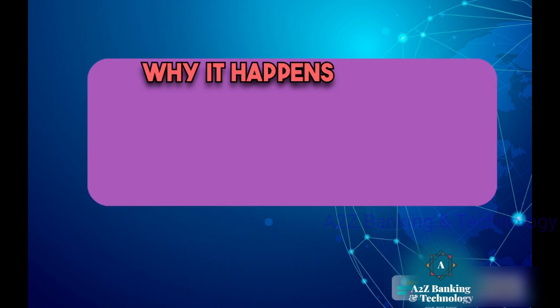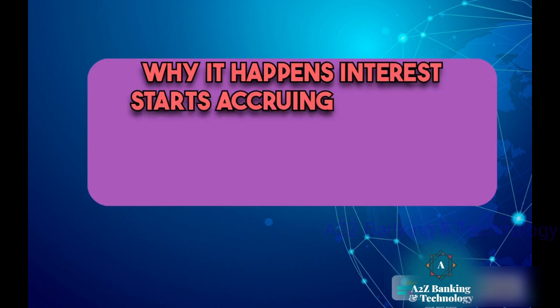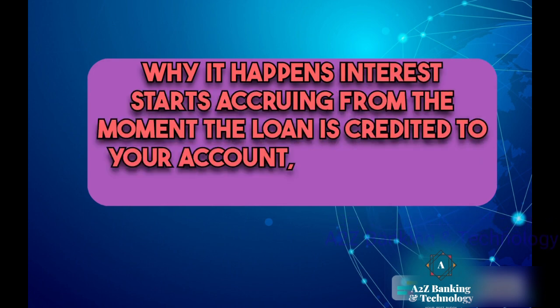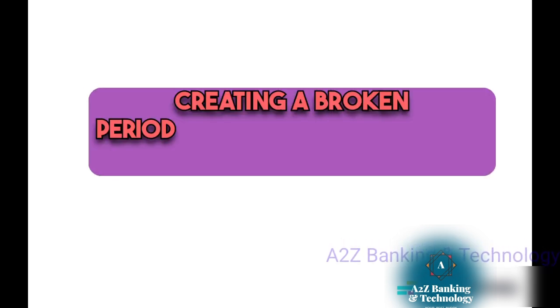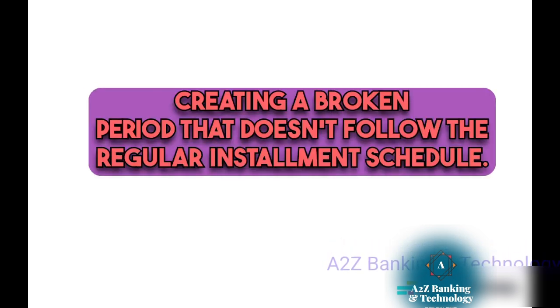Why it happens? Interest starts accruing from the moment the loan is credited to your account, but your first EMI is due later, creating a broken period that doesn't follow the regular installment schedule.